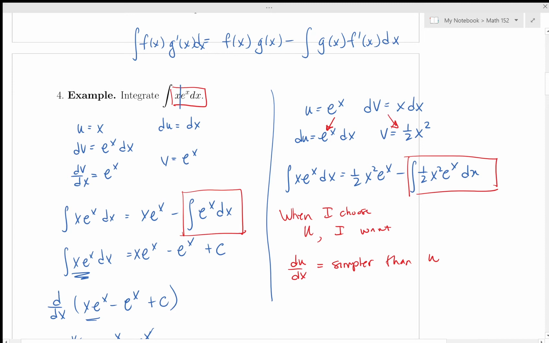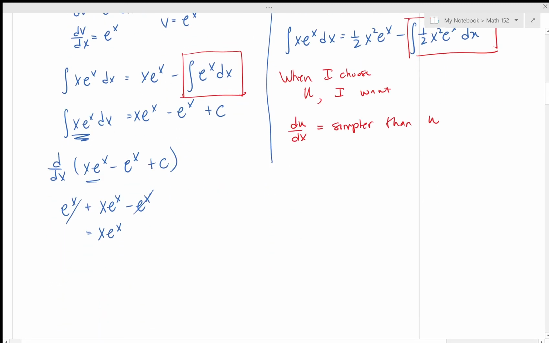Over here though, when I have u equal to x, then du by dx is equal to 1. 1 is a simpler function than x. So that is the general rule of thumb. You want things to get simpler when you're differentiating. It takes a little bit of practice to make the right choice, but if you don't make the right choice, you soon see that it is getting worse, and you should retreat back and try something else.